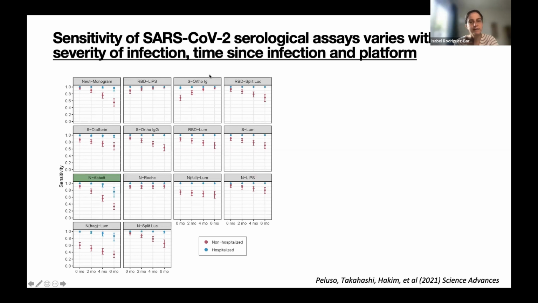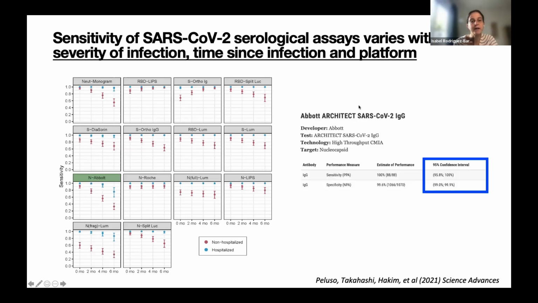And I think Saki Takahashi, who as far as I know presented last week, may have shown some of this data. She led a lot of this analysis with Jill Hakim. What we saw is that for assays like the Abbott, you could expect the sensitivity of the assay to decline to below 50% by 6 months after infection, to detect non-hospitalized infections, and declines in other platforms as well.